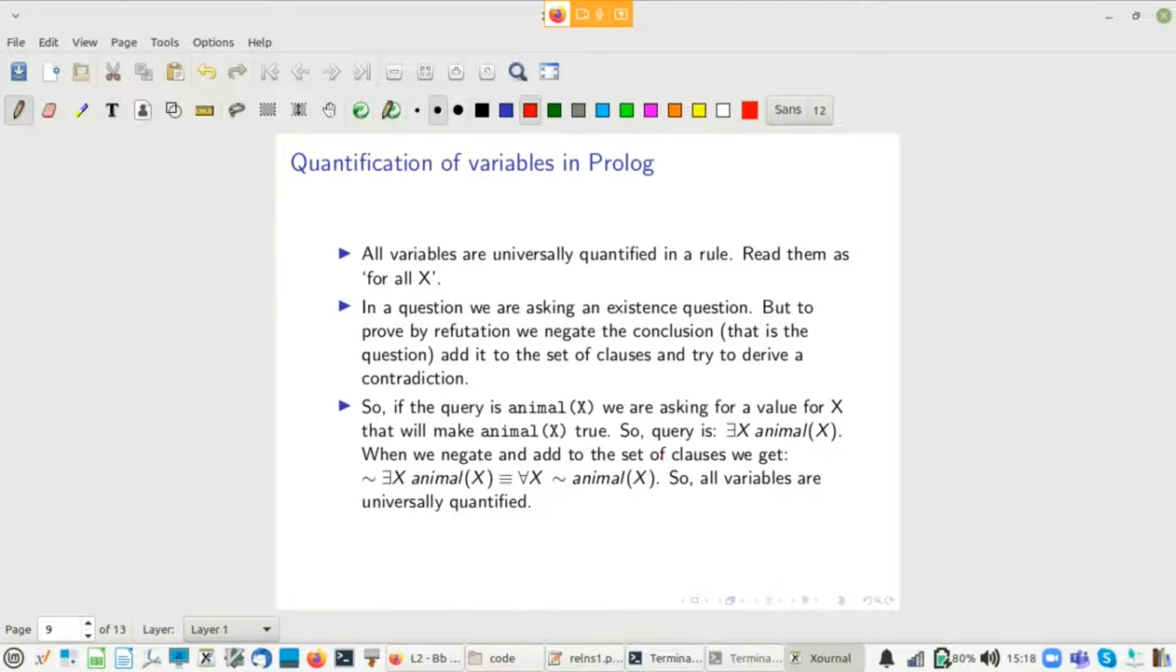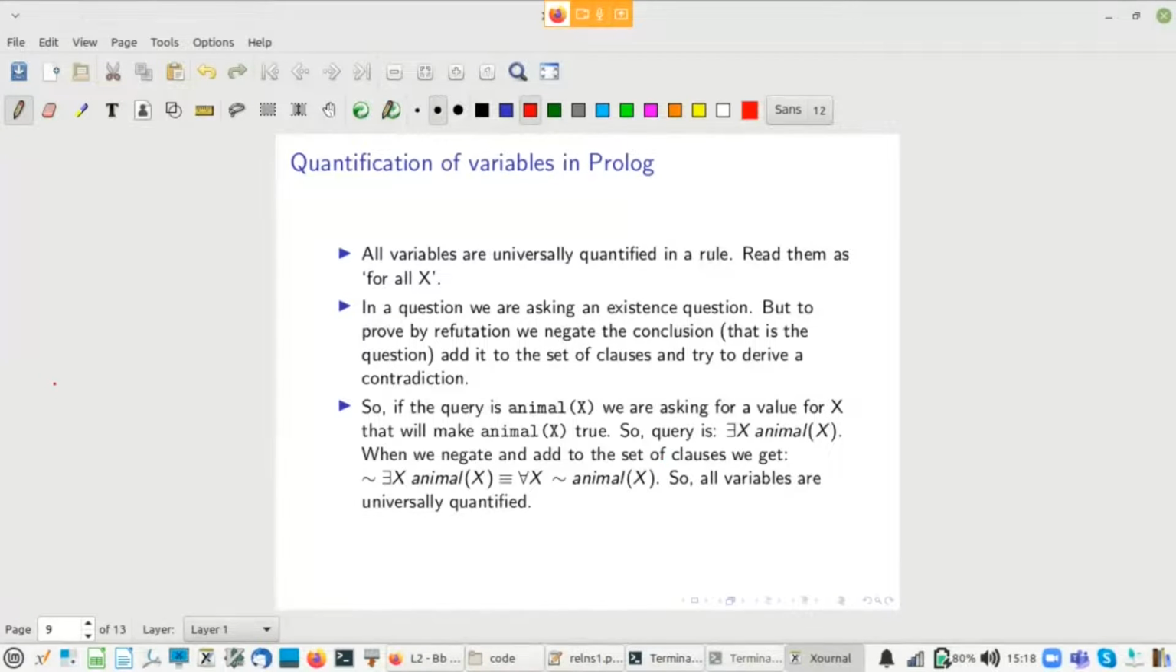So you are saying for all x, y, z, whatever, that if the condition holds, then the conclusion holds, the head holds. If the body holds, then the head holds. That's what you are asserting. So the variables there are all universally quantified. When you are asking a question, that is when you want to execute a program, then you are really saying, does there exist? Because you are asking for an instantiation.